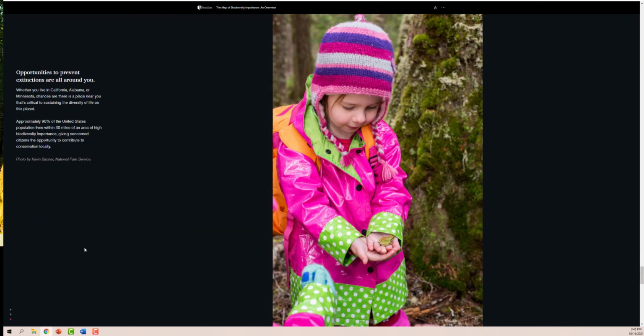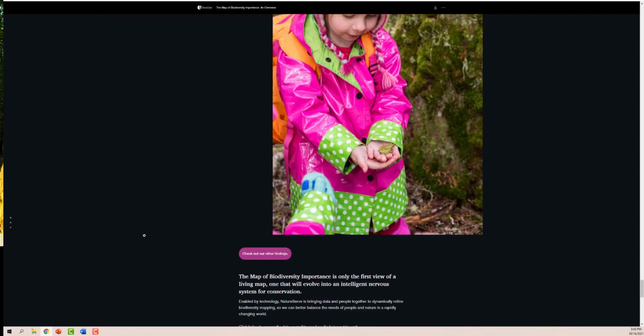So there are opportunities to prevent extinctions all around you. No matter where you live in the world, the chances are there's a place near you that's critical to sustaining the diversity of life on this planet. And approximately 90% of the US population lives within 30 miles of an area of high biodiversity importance. And this gives concerned citizens an opportunity to contribute to conservation locally.